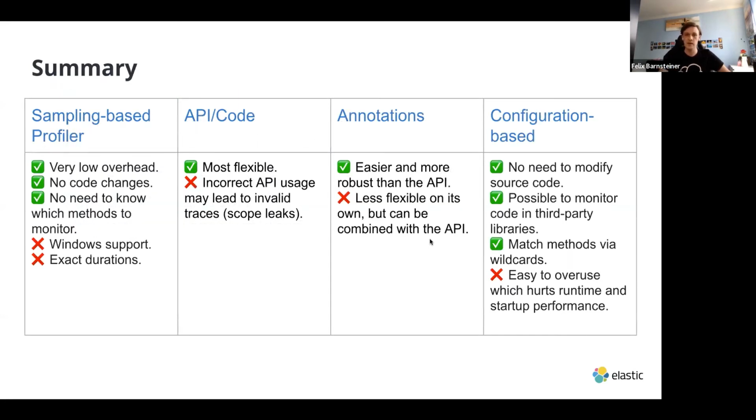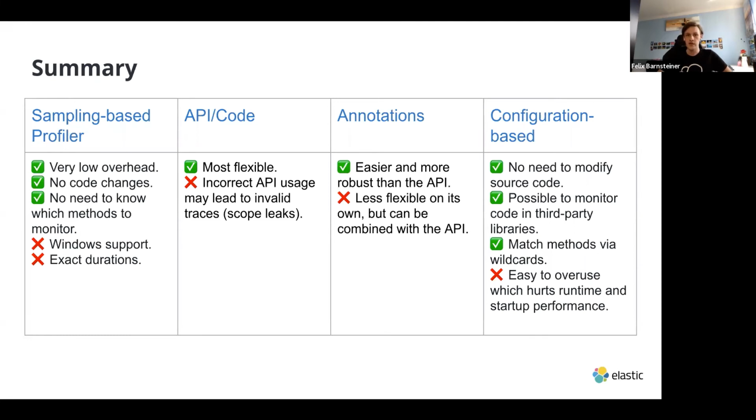So here, a little summary table. Again, we have our sampling-based profiler, which is really low in overhead, no code changes required. And one downside, though, is that we don't have window support, and we also don't have exact durations here. So these are more like estimates, in contrast to all of the other methods, which really measure the duration of your methods. That's just the trade-off here. So it's not as exact, but it's usually good enough, and it's really low overhead.